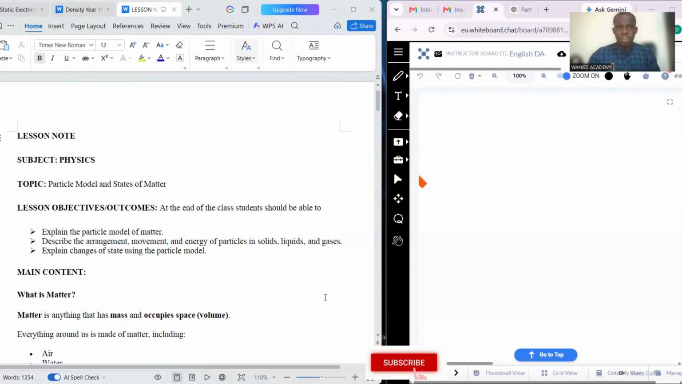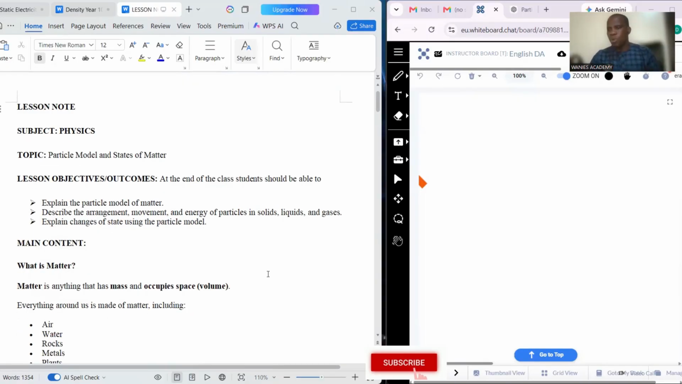So we have three lesson objectives. Number one is to explain the particle model of matter. Number two is to describe the arrangement, the movement, and the energy of particles in solids, in liquids, and in gases. Finally, we are going to explain changes of state using the particle model, how matter changes from one state to another.